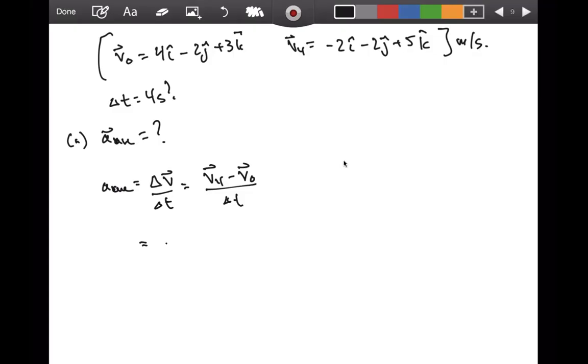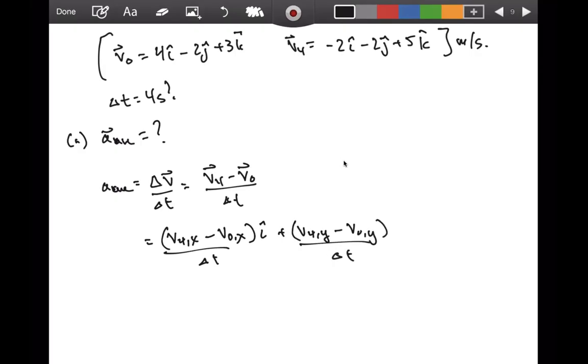So this will be the same thing then as, in component form, I'm going to get a -2 minus 4. So this is my, actually, let me do it longhand. Let's do it that way. So component form, this is going to be the x portion of the final velocity minus the initial x portion of the velocity, i hat, all divided by my change in time, plus my final y portion minus my initial y portion, all divided by my change in time in the j hat direction, and then plus my final z portion minus my initial z portion, divided by my change in time in the k hat direction.